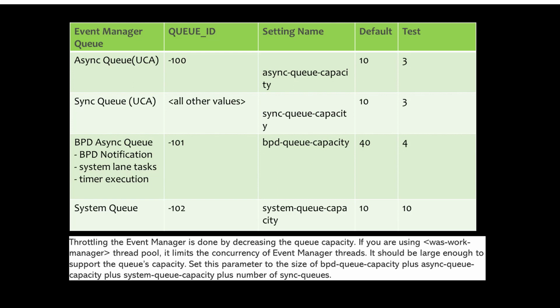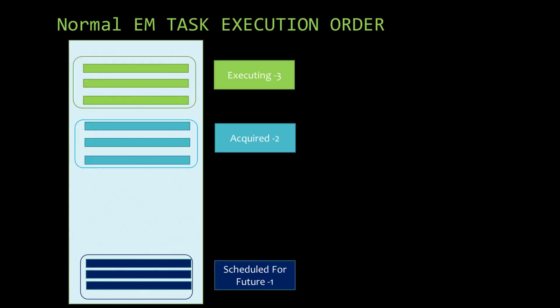Now let's see how the event manager execution works. Let's assume this is the BPD asynchronous queue, and it has a capacity like 40. So at a time it can take 40 event manager tasks and then execute them. This is normal behavior. If everything is good, this is how it should work.